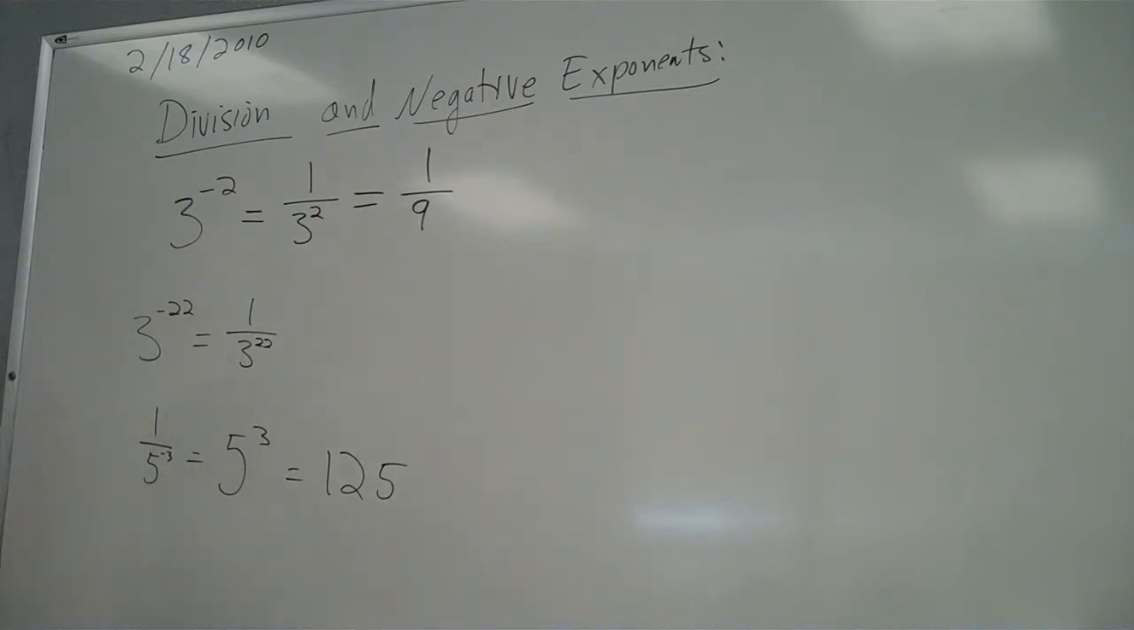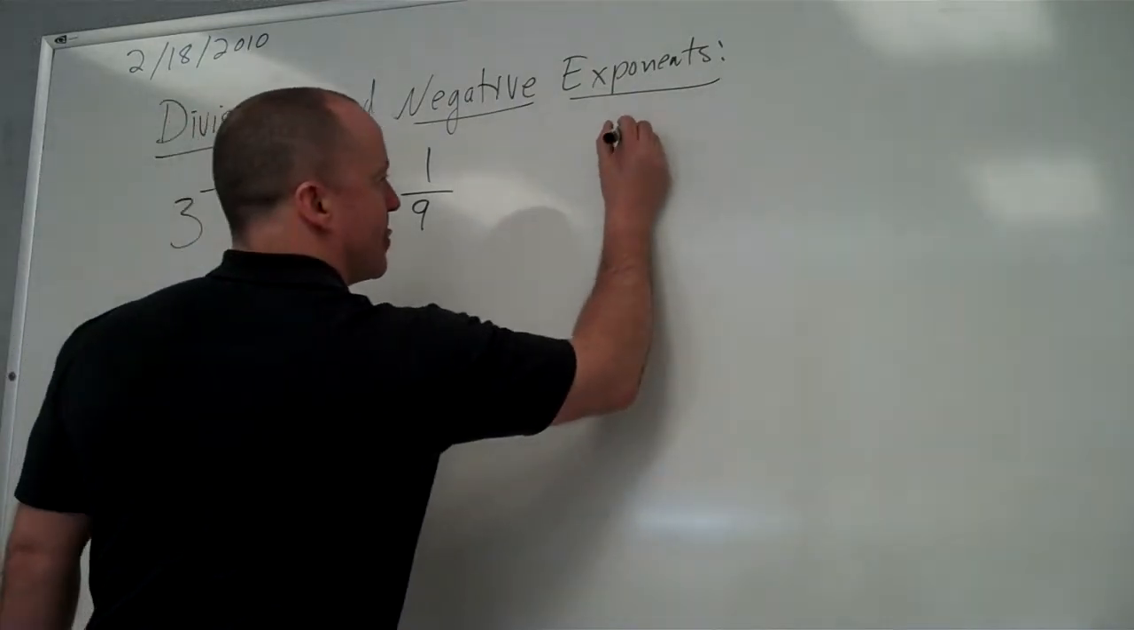Now, here's a new rule. Would you basically just do it the opposite way? If it's like that, 1 over 5 to the negative 3rd. Yeah. Alright. Okay, here's another rule.